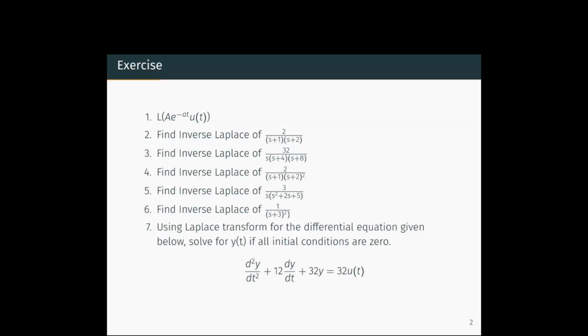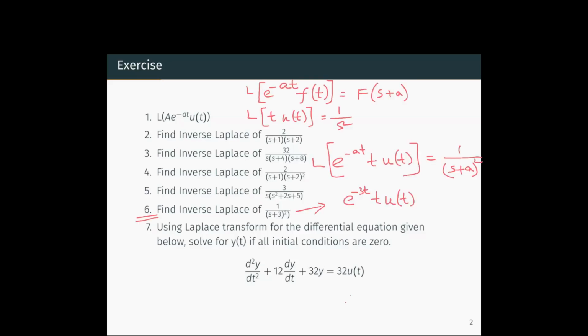This video is a continuation of the previous video on the Laplace transform and the inverse Laplace transform. In the previous video we had seen until 3. Today we will see how to derive the inverse Laplace of 1 by (s plus 3) the whole square first. To find it, we will be using the frequency shift theorem.